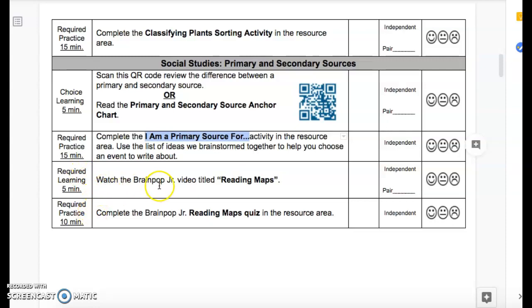You're going to watch the Brain Pop Junior video titled Reading Maps. And then you're going to complete the Brain Pop Junior Reading Maps quiz that's going to be located in the resource area. It is a piece of paper. The quiz is a piece of paper. It is not on the computer. So make sure you're not completing the quiz on the computer after you watch the video. You need to get it from the resource area. If you have questions, make sure you are writing your name on the help board.